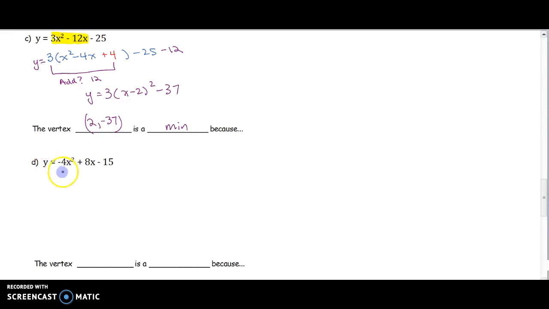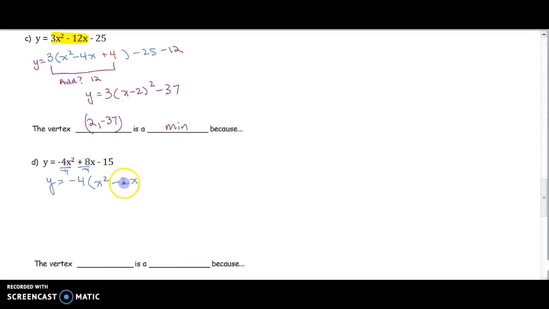So we have y equals, and again, we have to have that 1x squared to be able to complete the square. So we're going to factor the negative 4 out. When I divide by negative 4 in the first term, I'm left with x squared. When I divide by negative 4 in the second term, I get negative 2x.